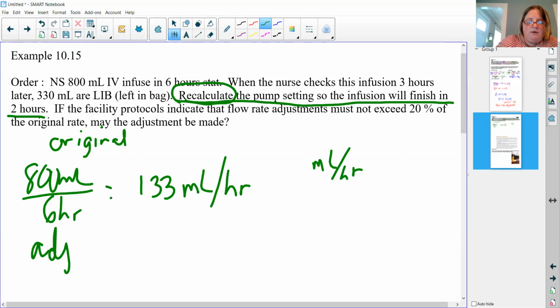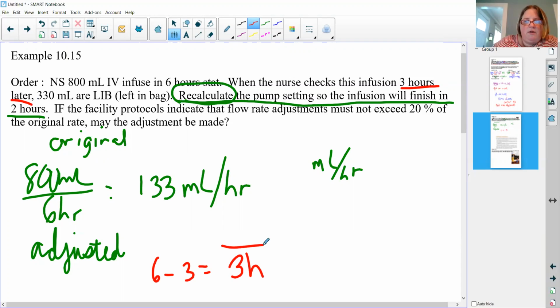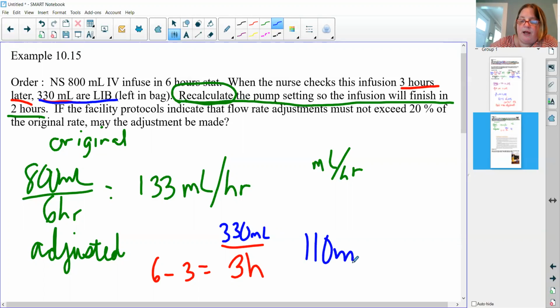The adjusted rate would be, well, the nurse checks the infusion 3 hours later, so 6 minus 3 would be 3 hours. It says there are 330 milliliters left in the bag. This tells you that there are 330 milliliters left here. If it said have drained or have gone away, then I would have subtracted that from the 800. But it says that's how much is left in the bag. So I want to know what my adjustment will be. 330 divided by 3 would be 110 milliliters per hour. So the adjustment would be 110 milliliters per hour.